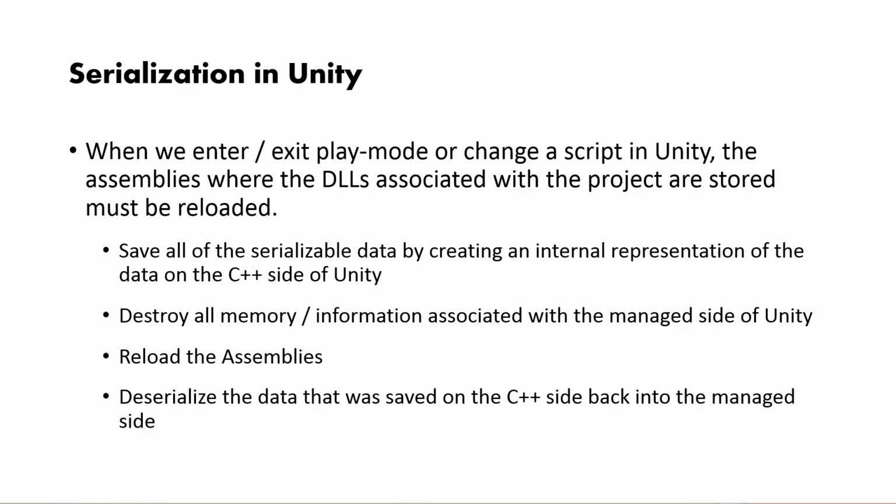So when we enter and exit play mode, or we change a script and save it in Unity, we must reload the assemblies, where the DLLs that are associated with a Unity project are stored. Generally the idea is that you have these libraries with DLLs in them, and they need to be reloaded when we save a script or when we enter and exit play mode. So Unity will save all that serializable data by creating an internal representation of the data on the C++ side of Unity. Then it's going to destroy all the memory and information associated with the managed side of Unity. Then it's going to reload the assemblies, and then it will deserialize the data that was saved on the C++ side and put it back into the managed side.